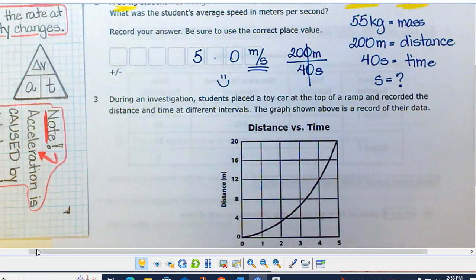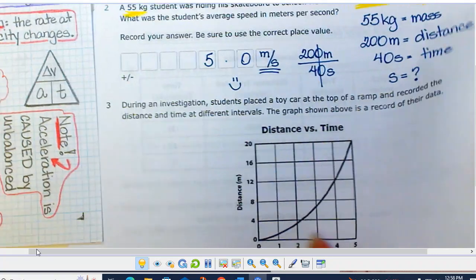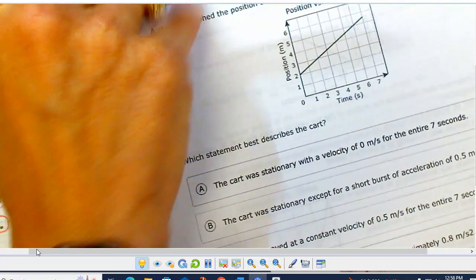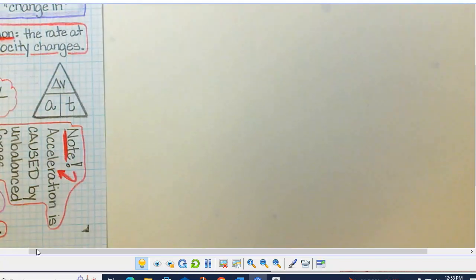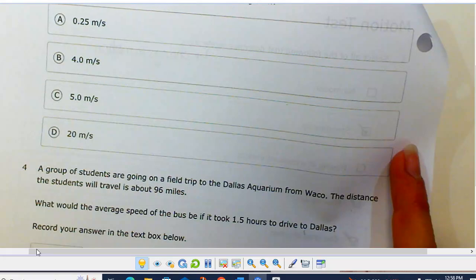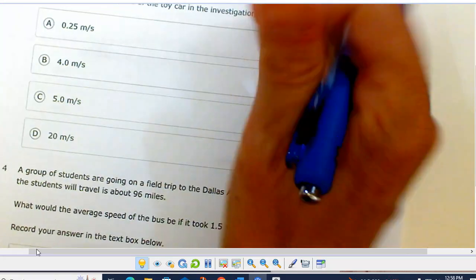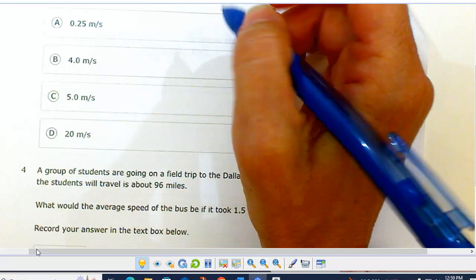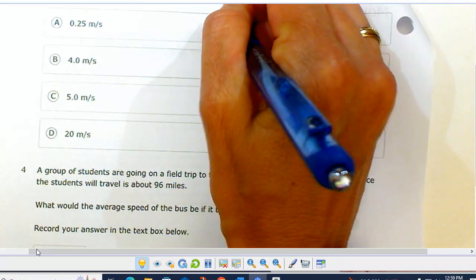Number 3, during an investigation, students placed a toy car at the top of a ramp and recorded the distance and time at different intervals. The graph shown below is a record of their data. So here we go. All right, so the question over here on the next page says, what is the average speed of the toy car in the investigation? Okay, average speed is total distance divided by total time.